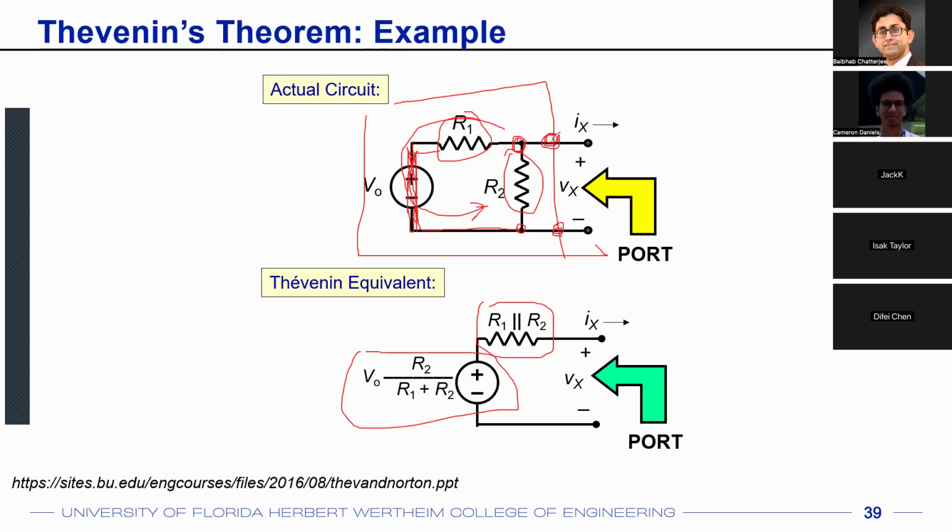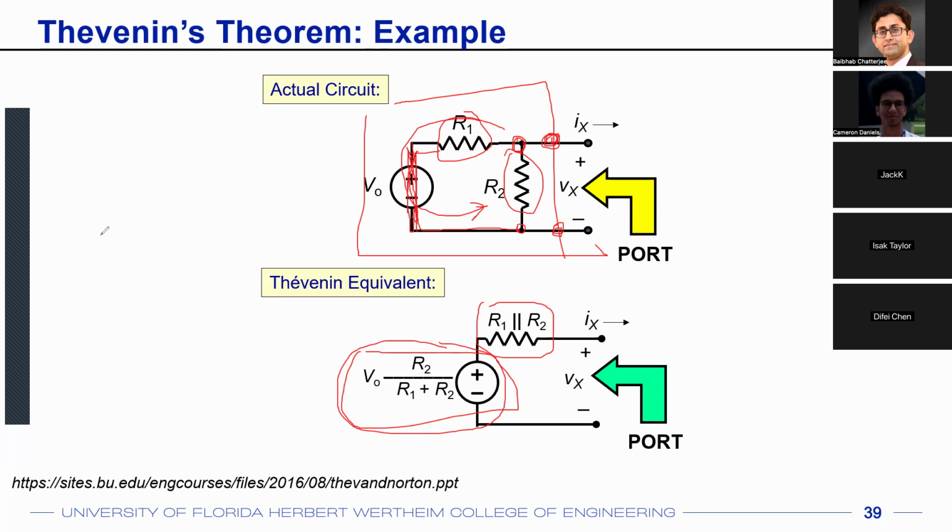So what is the voltage that you see at this terminal? Of course, there will be a voltage division between R1 and R2. The voltage that you'll see will be the voltage across R2, right? That's the resistance that you see on the output side. So your voltage across R2 is VO times R2 divided by R1 plus R2. And that is going to be your Thevenin equivalent voltage.